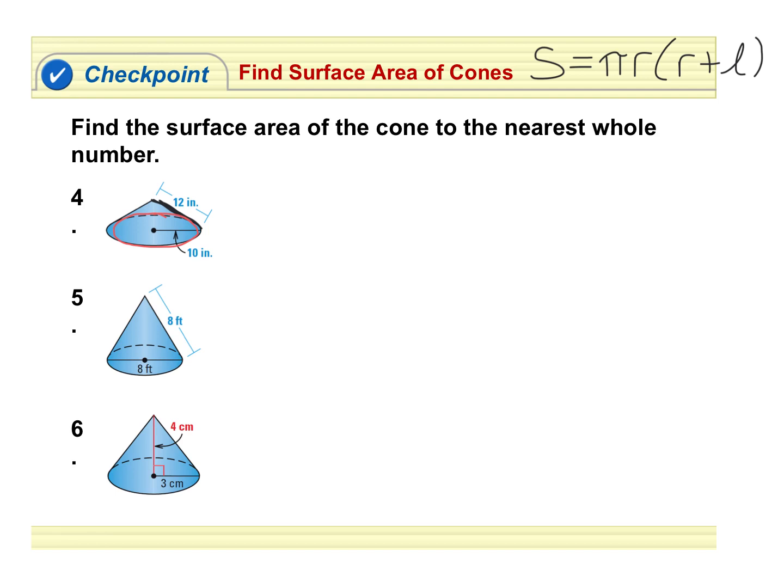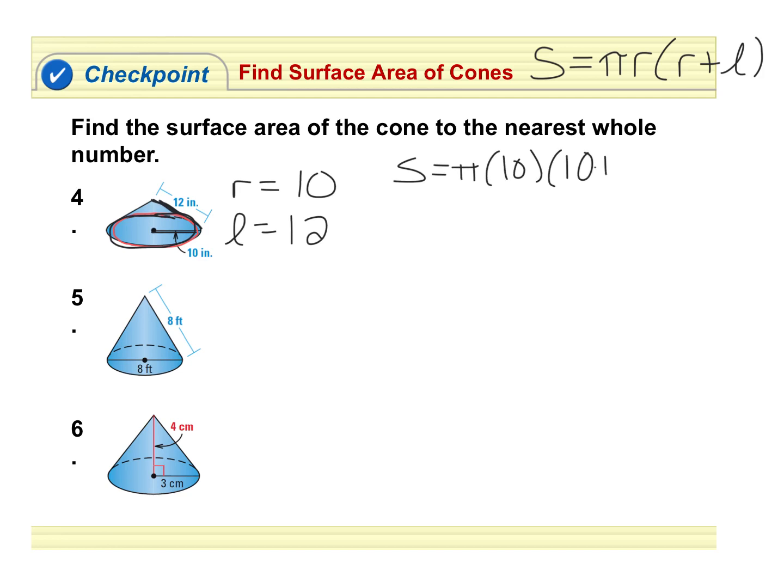Okay, that's a given. So the two things that we need to know are the radius and the slant height. On number 4, do they give us both of those? What's the radius? Look for the circle. Where's the radius at? Yep, halfway through. And the slant height up the side is 12. Do we have everything? Yes, so use that formula, plug it in. We have pi times 10 plus 12.